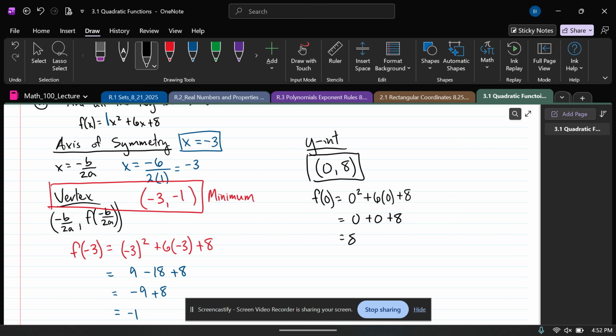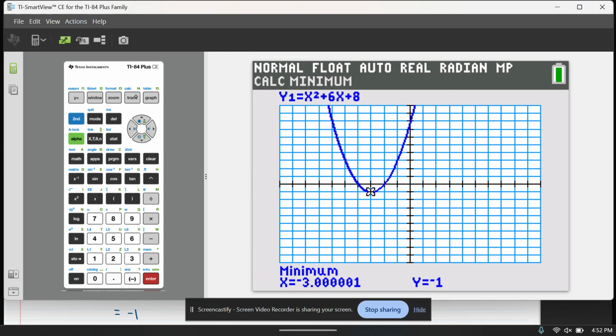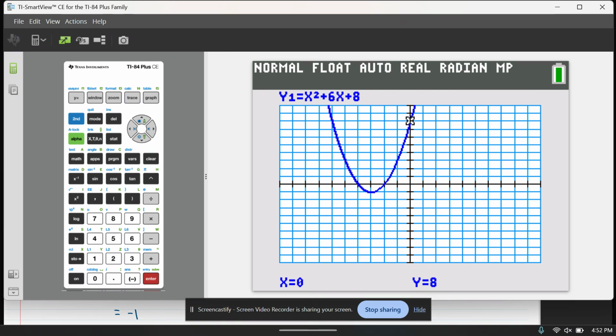On the calculator, I can do what to get it to tell me the ordered pair when x is 0? Trace 0, enter. Boom, there's my y-intercept. And we see it hitting the y-axis there. So anytime you need a y-intercept, trace 0 gets you a y-intercept. That's plugging 0 into the equation. It's just doing all the work in the background for us.